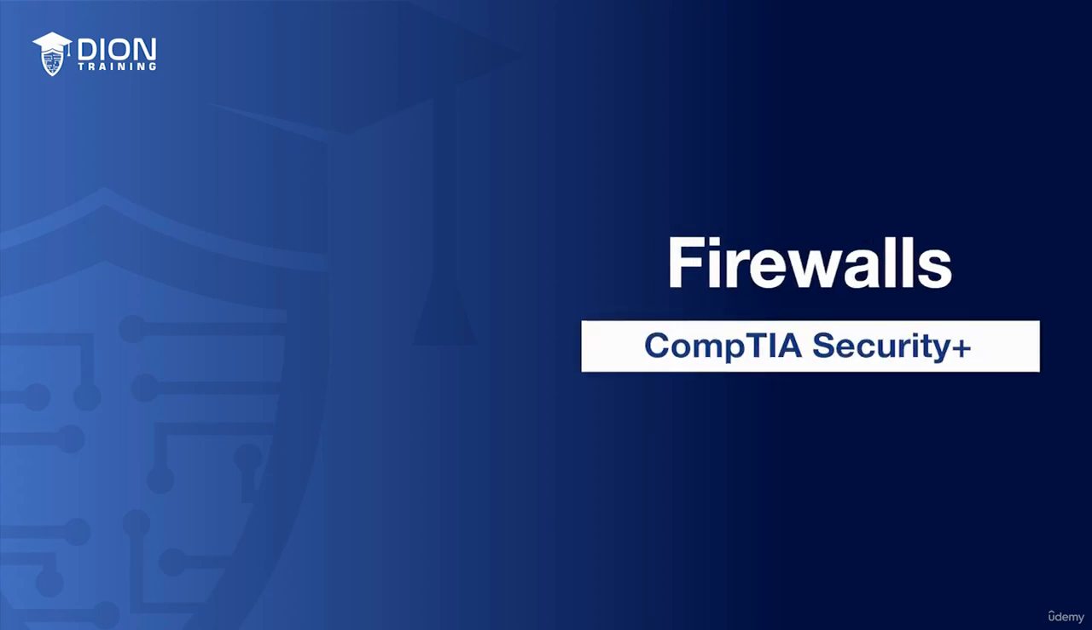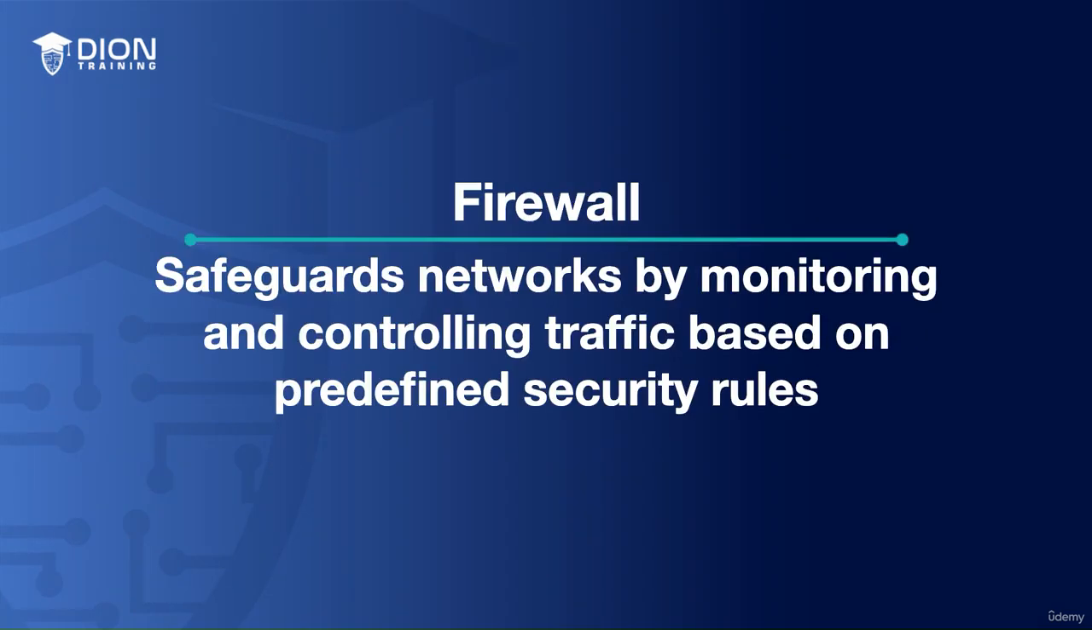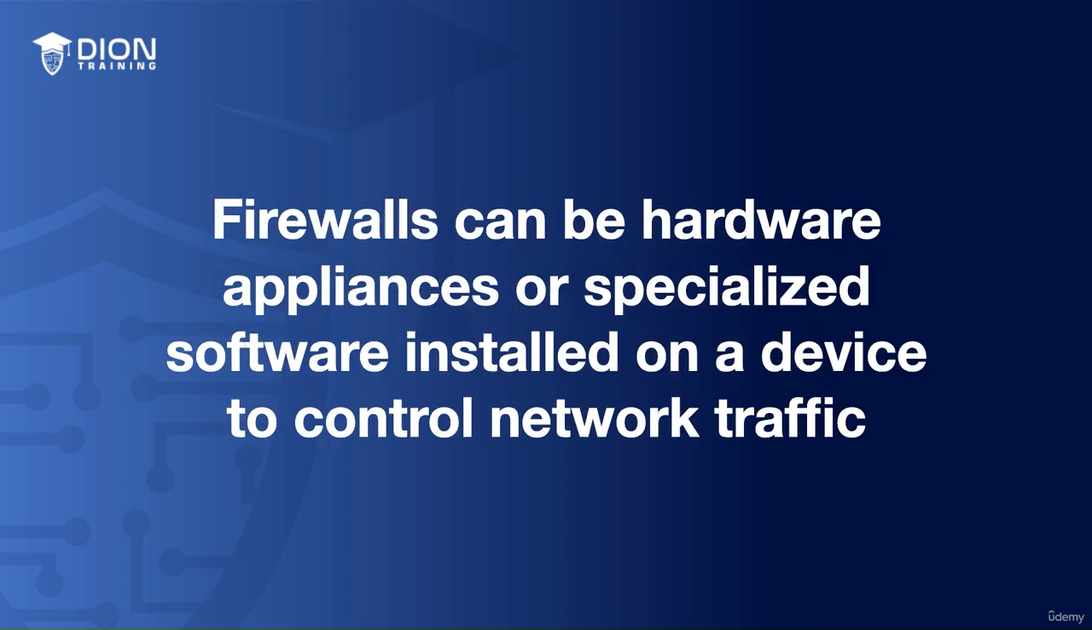In this lesson, we're going to discuss firewalls. Now, a firewall is a network security device or software that monitors and controls incoming and outgoing network traffic based on predetermined security rules to protect a network from unauthorized access and potential threats. Firewalls can be hardware-based appliances or specialized software installed on a client or server to perform this function.